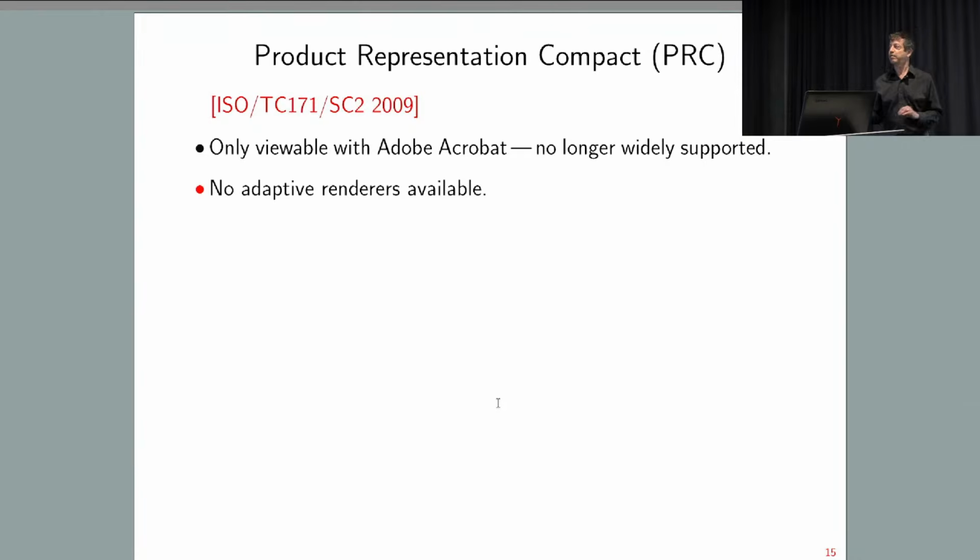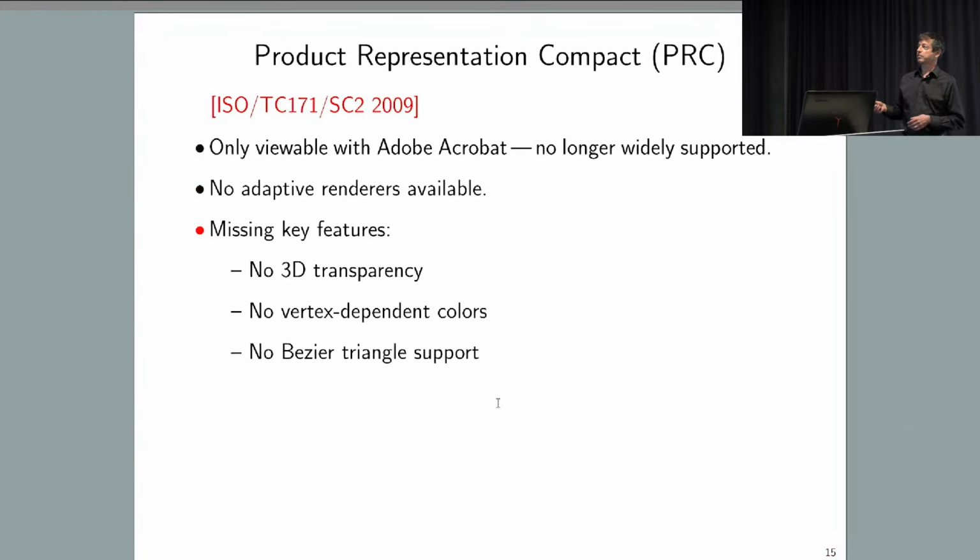It never got better. So that's not vector graphics. And it had no 3D transparency. It didn't have vertex-dependent colors, which made everything look really pixelated when you did scientific graphs. And no Bezier triangle support. So I used AI to help me prepare this talk, and the AI wanted an example of PRC.